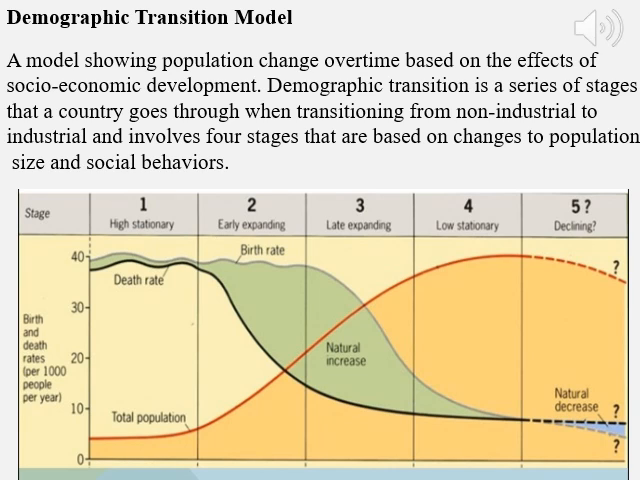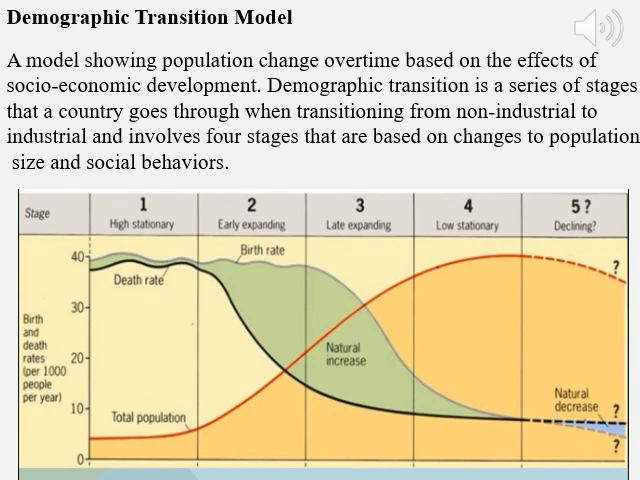Stage 4 is a post-industrial stage characterized by low birth rate, and the death rate remains low, so there is low natural increase. The total population is high but no longer growing rapidly.